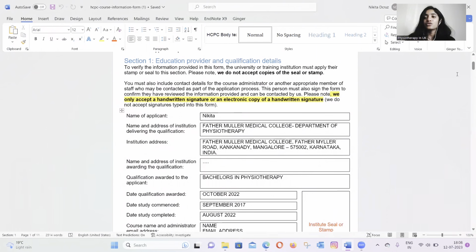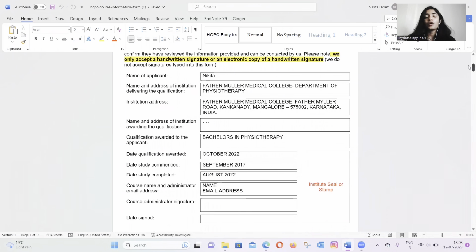So let's just see what else we need to fill in this form. Some of the other important things are obviously your name, the institution that you did it from, and the address for it. You also need to provide the institutional address again. Sometimes if your institution is different, this address might look a little different, but it's fine for it to be the same. Again, another thing that you might need to do is provide the institution who's providing you the qualification. You need to provide their name and address. For example, in my case, it was the same thing. So I would literally copy the same bit of information right here into this box.